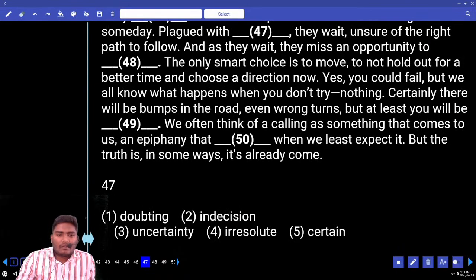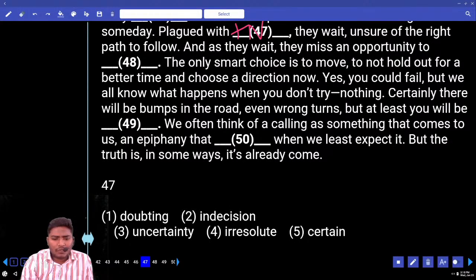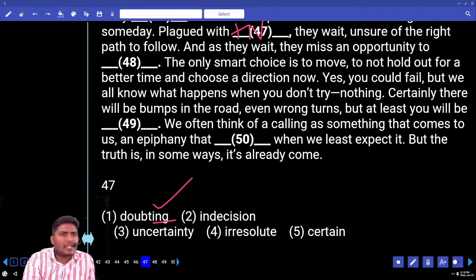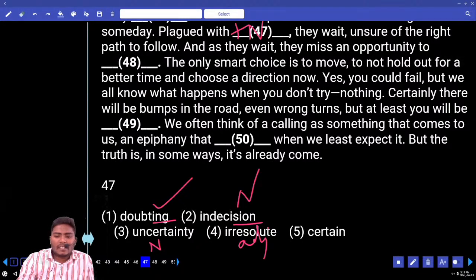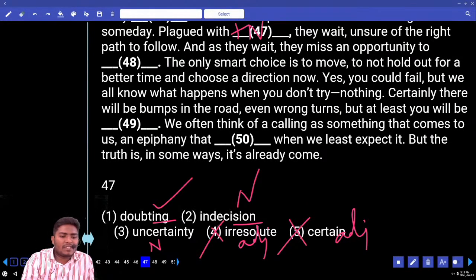"Plod with" is followed by a noun form. Now tell me any one or two options which are not nouns. "-ing" maybe we can use as a gerund. Next, indecision, noun form. Uncertainty, noun form. Irresolute, what is that? Adjective. Certain is also an adjective. Eliminate 2 options. What are they? 5 and 4. Now your answer must be 1, 2, 3.